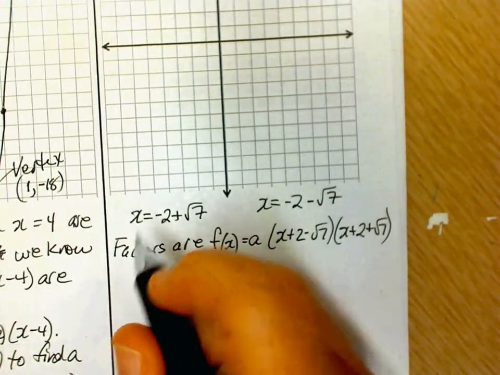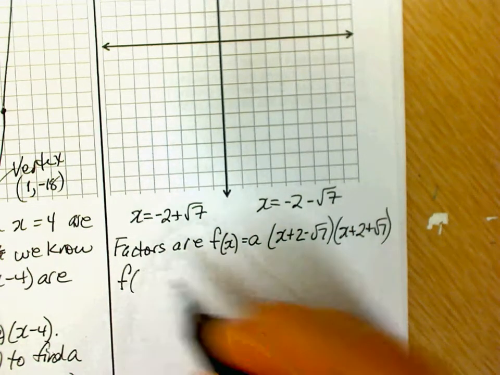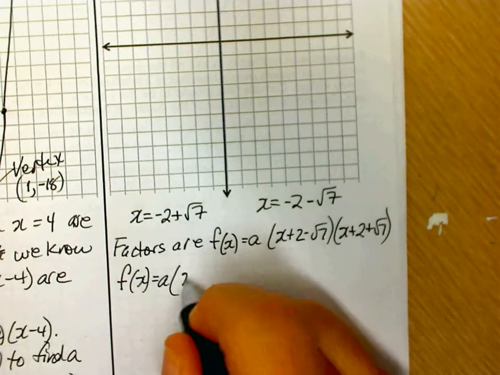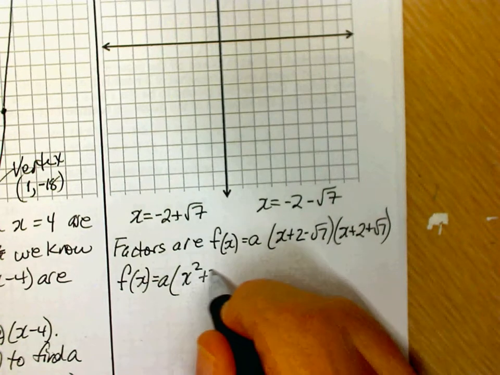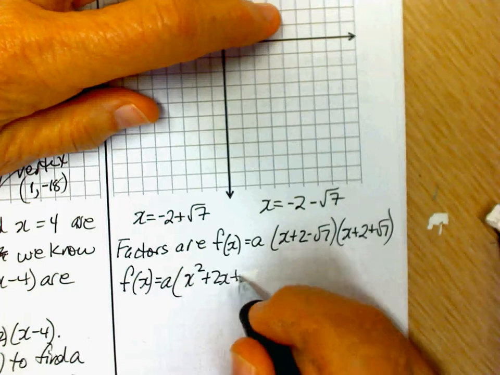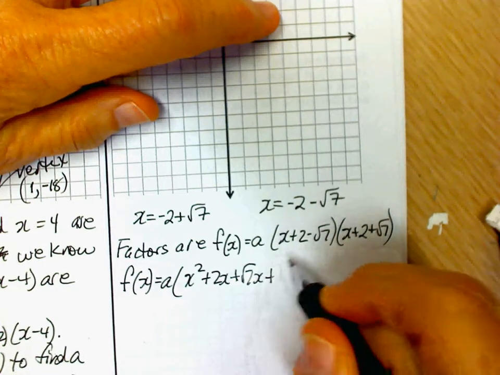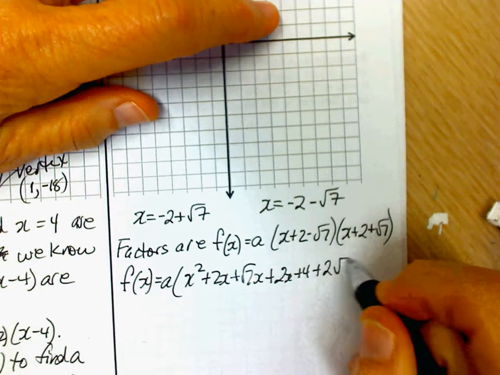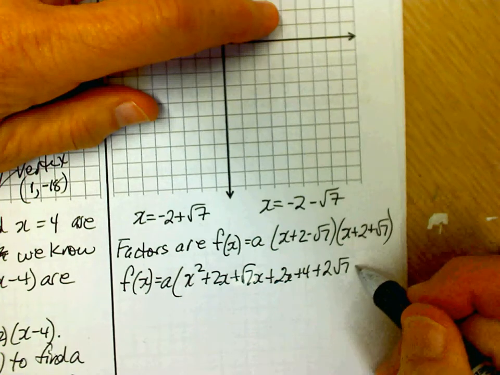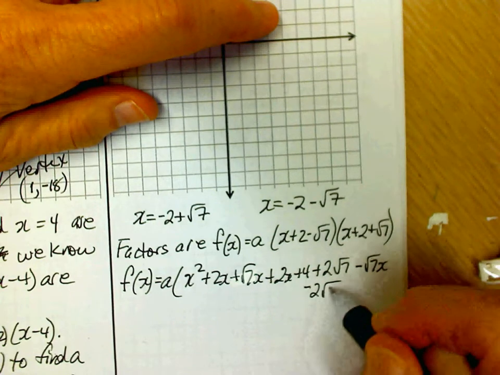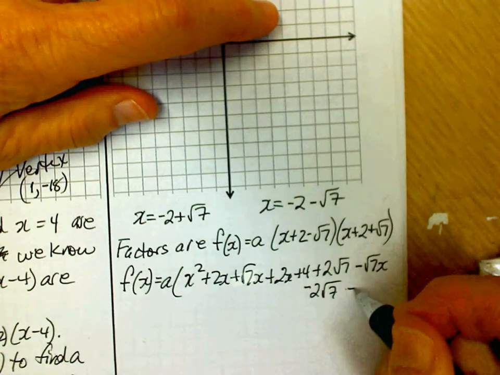Let's simplify this a little bit. We're going to have to do 9 multiplications here. x times x is x squared. x times 2 is 2x. x times √7 is plus √7x. Plus 2x plus 4 plus 2√7. This is going to be minus √7x minus 2√7, and that's going to be -7.